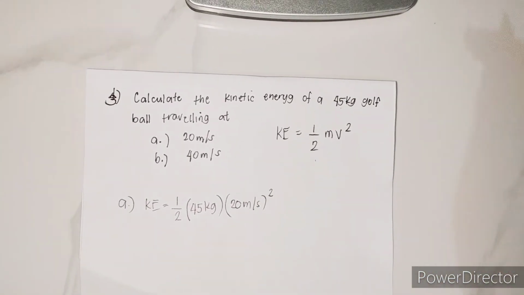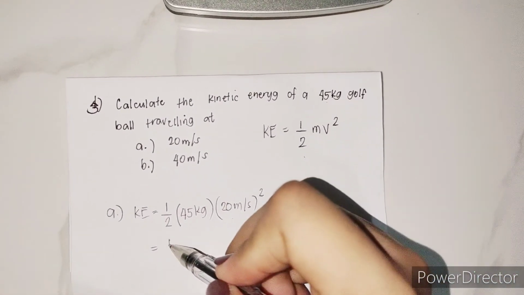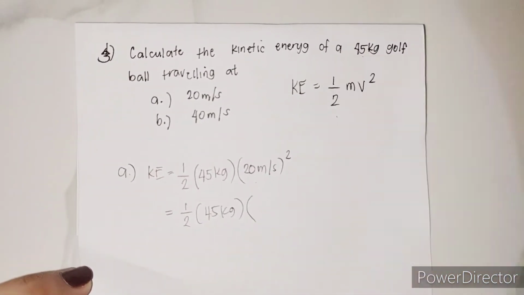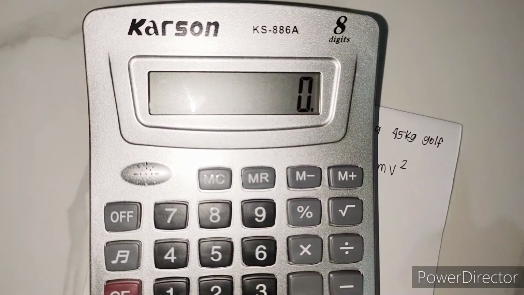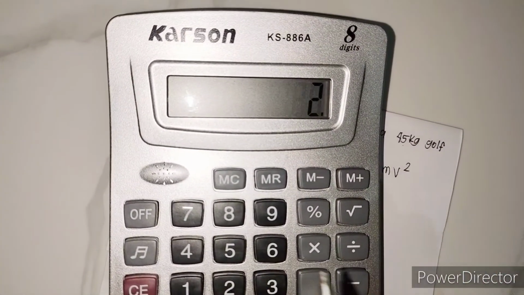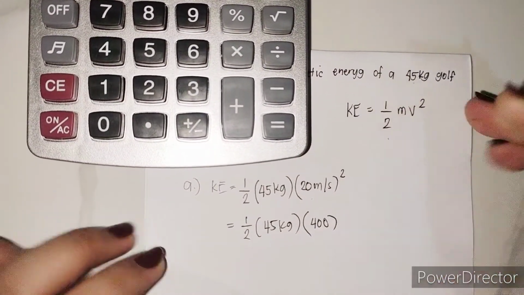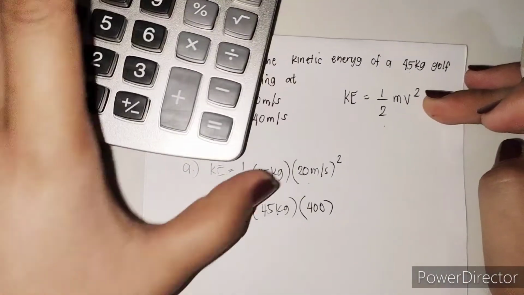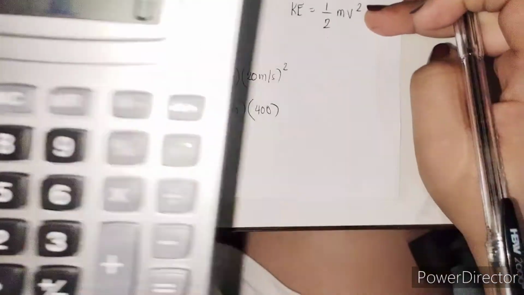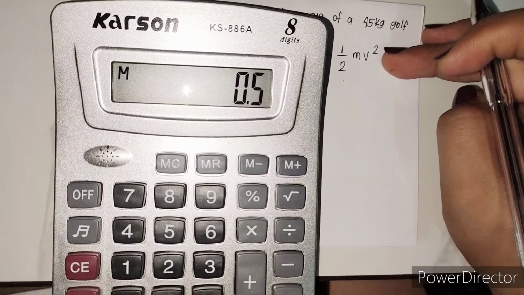Let's do it step by step. 1/2 times 45 kilogram times 20 squared. Since our calculator has no squared key, we know that squared is 20 times 20, which is 400. We also have no 0.5 or 1/2 on our calculator, so we do 1 divided by 2. That is the 1/2.